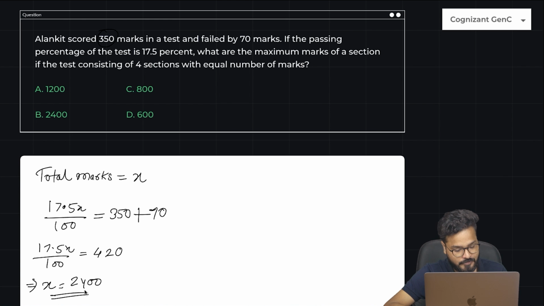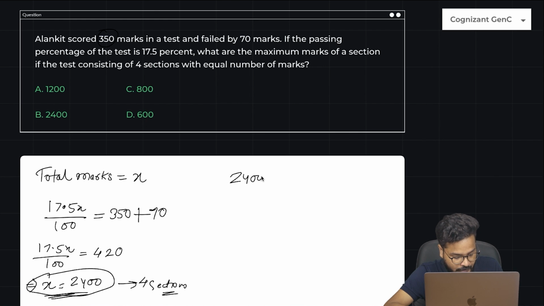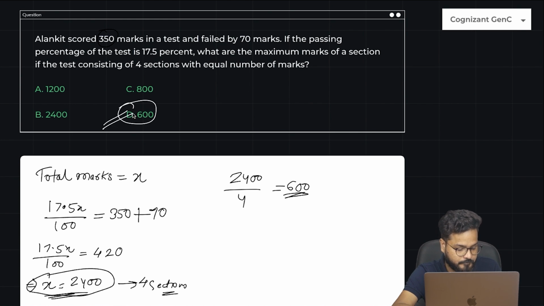What are the maximum marks of a section in a test consisting of 4 sections with equal number of marks? So these are the total number of marks which is for 4 sections, which is divided equally into 4 sections. You're supposed to find the maximum marks of a section. So that would be 2400 divided by 4, that is 600. That is option number D. Got that, guys?